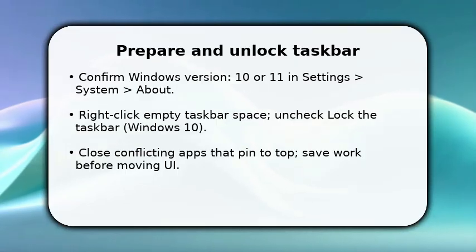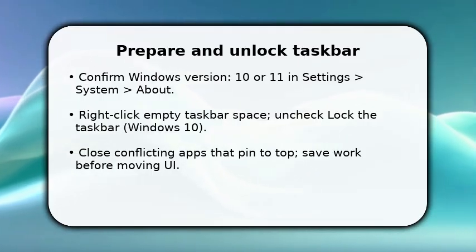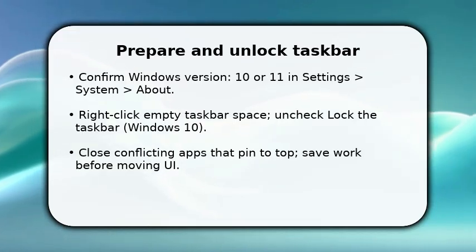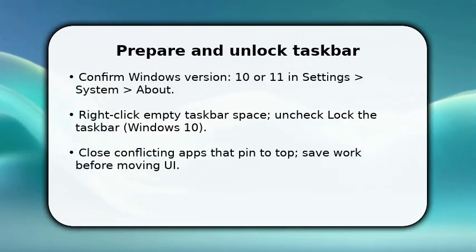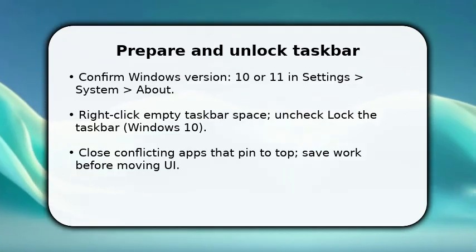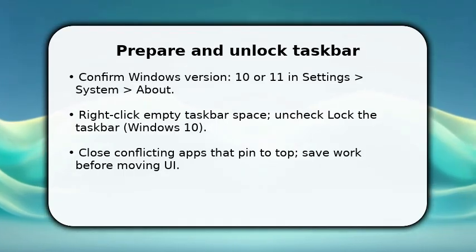You'll start by making sure Windows won't resist repositioning. First, confirm whether you're on Windows 10 or 11 in Settings so you follow the right path. Then, on Windows 10, right-click an empty taskbar area and uncheck Lock the taskbar so you can drag it. Make sure no full-screen apps or pinned toolbars are forcing placement. Close them. Once done, you're ready to physically move the bar or adjust the alignment setting in the next step.